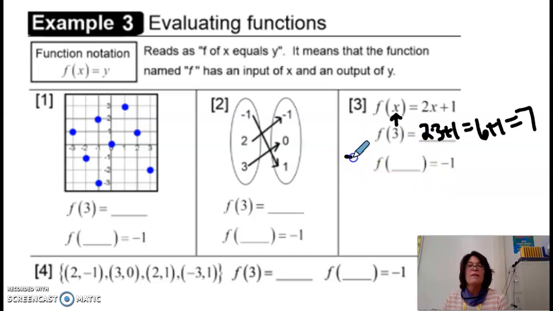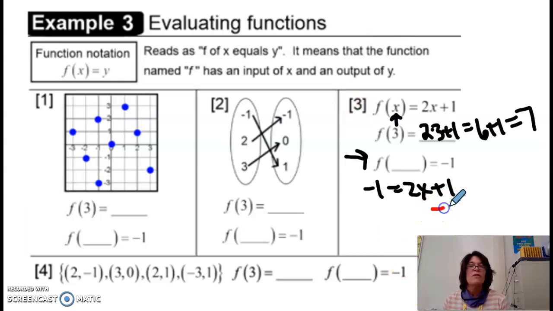Not so familiar with it this way. This is saying f of what is going to give us -1. Now we're looking for the x coordinate. And a lot of times people have trouble substituting the -1 for the f of x. To find this, we're going to say -1 equals 2 times what plus 1? That's what we're asking. -1 equals 2 times what plus 1.